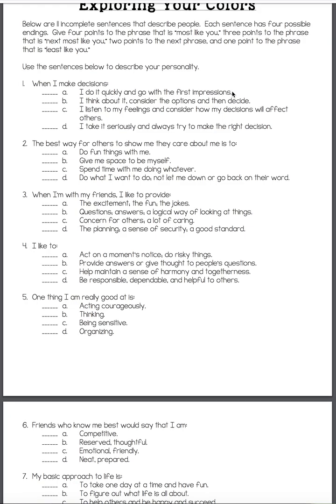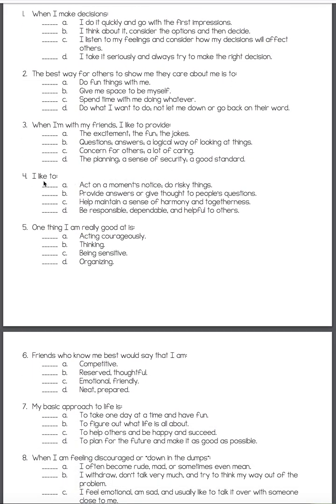Number 4, I like to act on a moment's notice, do risky things, provide answers, or give thought to people's questions. That's B. C, I like to help maintain a sense of harmony and togetherness. D, I like to be responsible, dependable, and helpful to others.